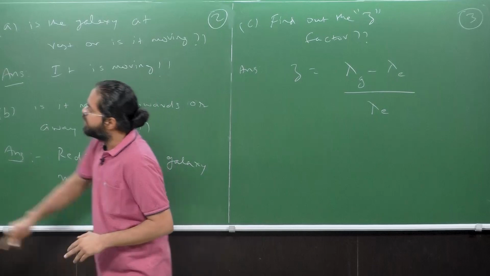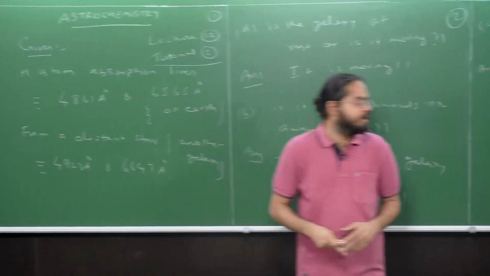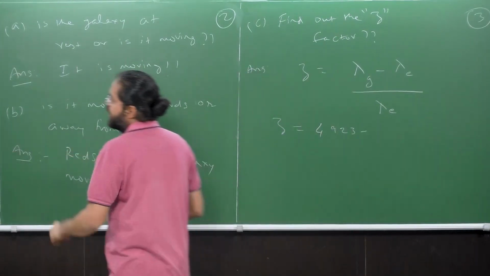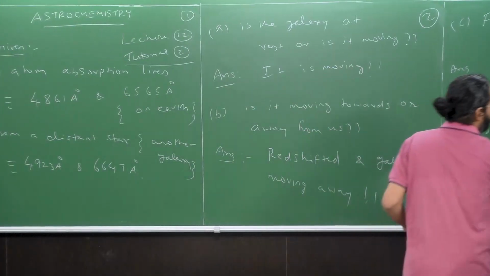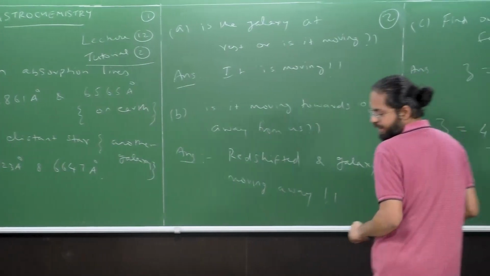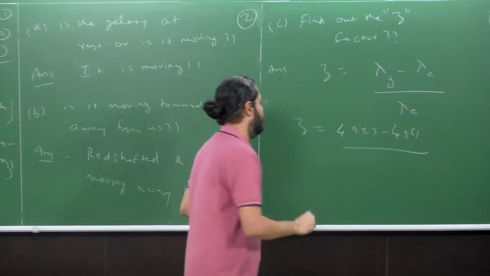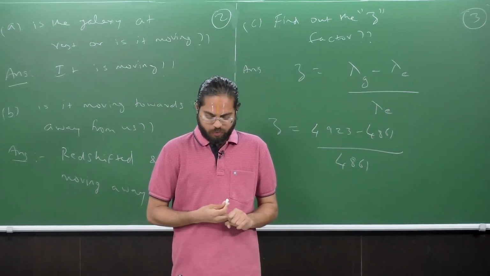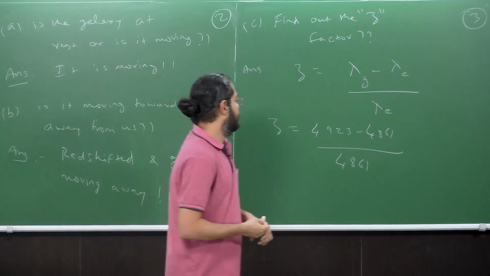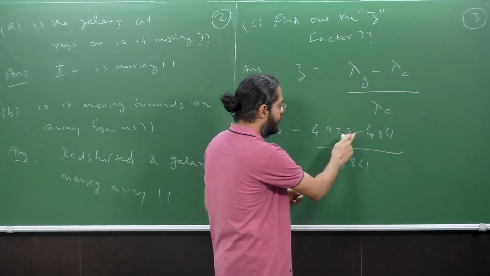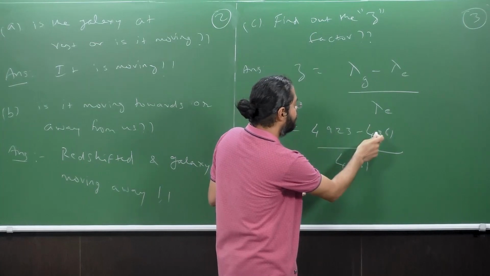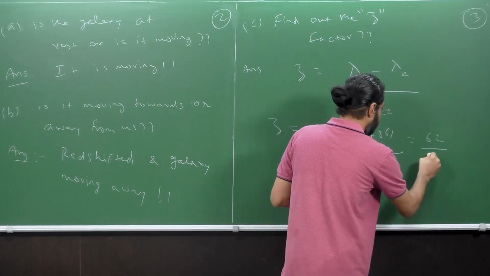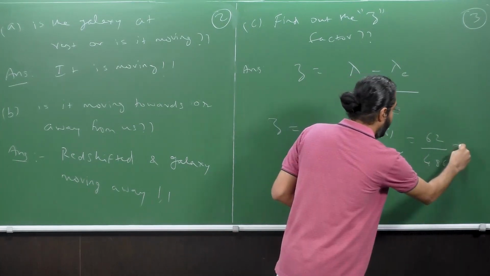For example, for this series of lines, this 4861 and 4923, the Z is going to be therefore 4923 minus 4861 divided by 4861. Okay. Can you quickly do this calculation and tell me what is the magnitude of this number? This is like 62, right? 3 minus 1 is 2, and 12 minus 6 is 6, and the rest of it gets cancelled out. So this is going to be 62 by 4861. We'll calculate this in a bit.